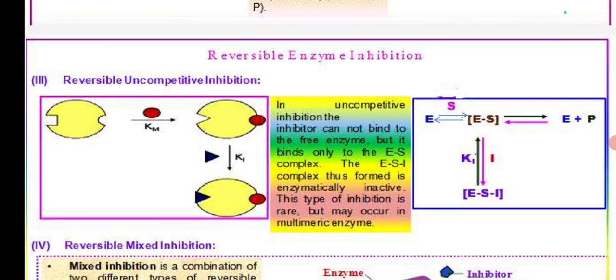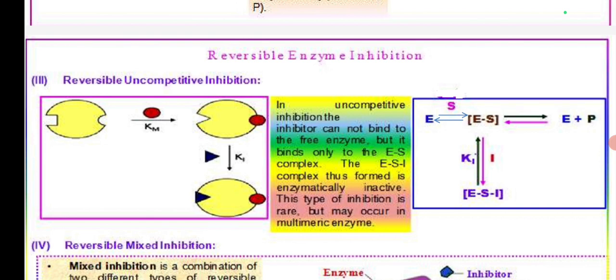The enzyme reacts with substrate to form the enzyme substrate complex, which normally leads to enzyme plus products. This type of inhibitor only binds with the enzyme substrate complex. Finally, we get the enzyme substrate inhibitor complex. Here, no reaction takes place.